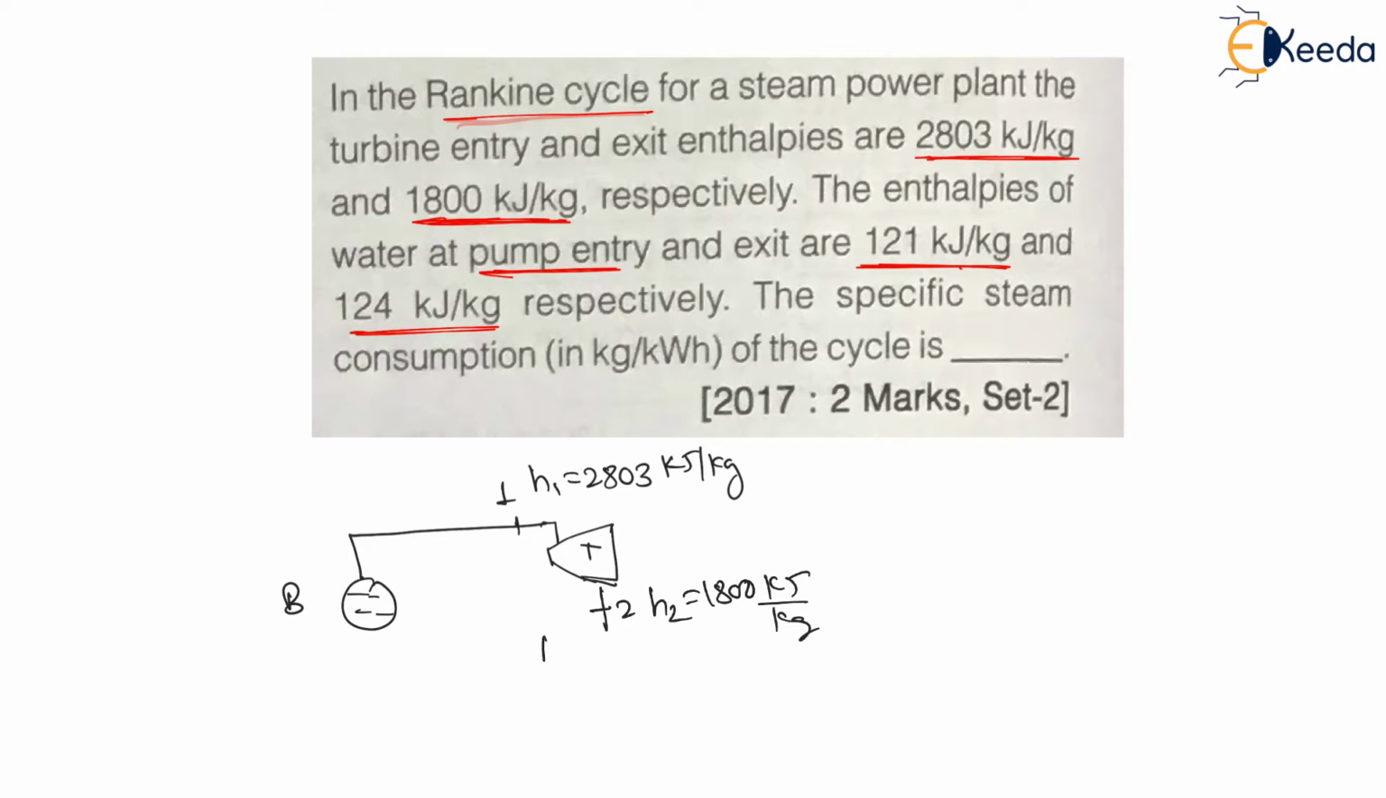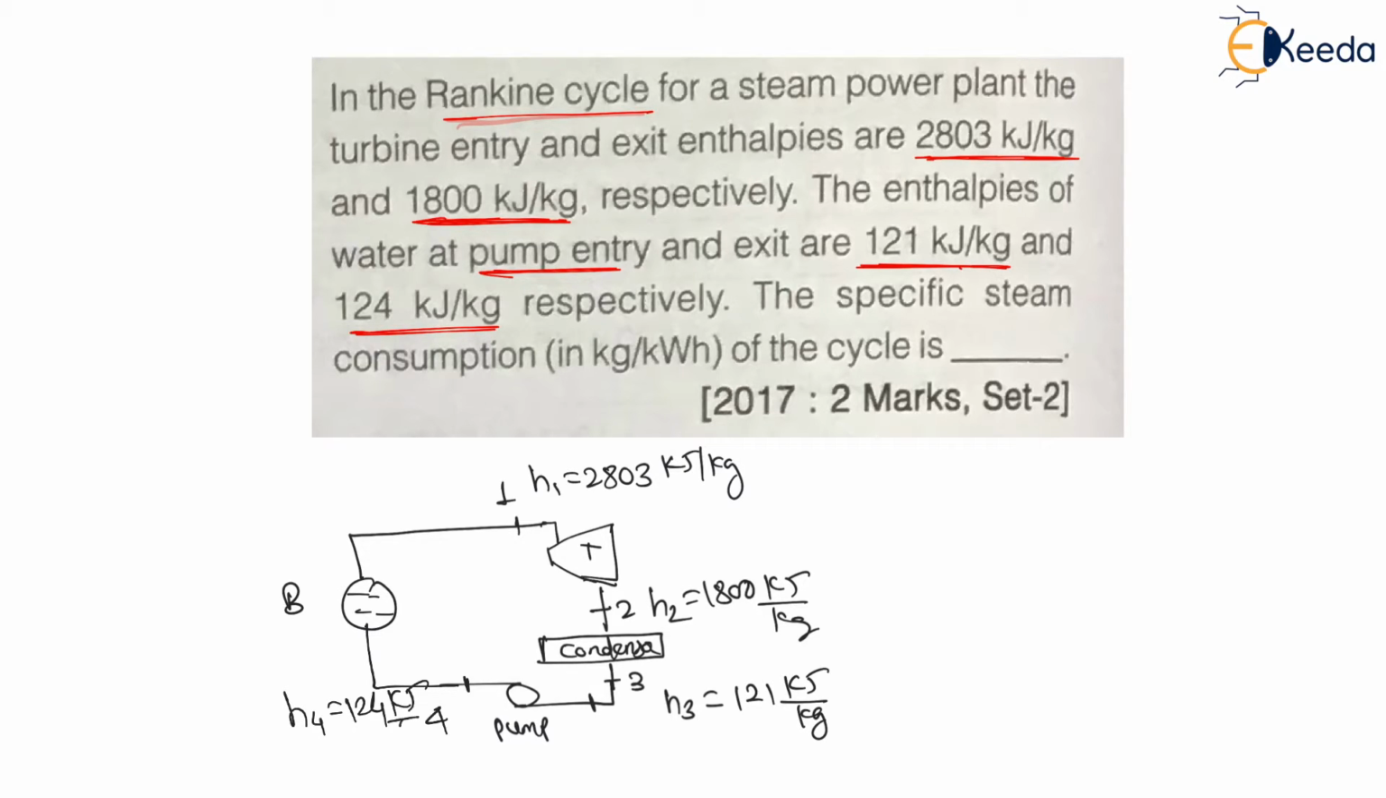Now after the turbine there is a condenser to remove heat. Exit of condenser is 3, and this exit of condenser is the entry to the pump. Therefore H3 is the entry to the pump, and H3 is given 121 kilojoule per kg, and exit of pump is given 124 kilojoule per kg. Therefore 4 is exit of the pump, which is entry to the boiler, and H4 is given 124 kilojoule per kg. These are the various enthalpies given.